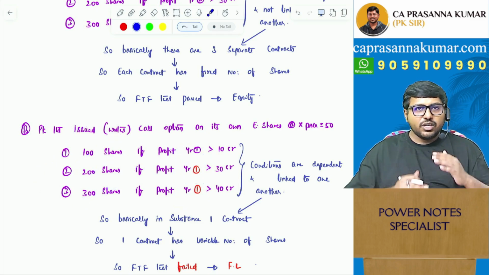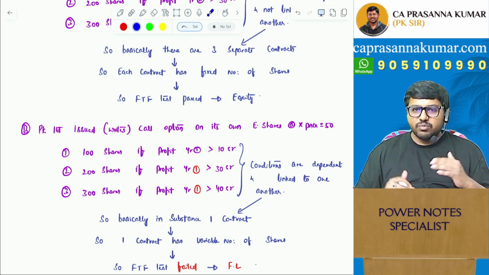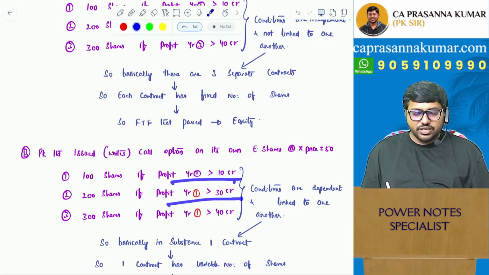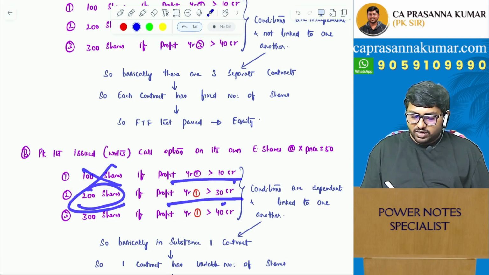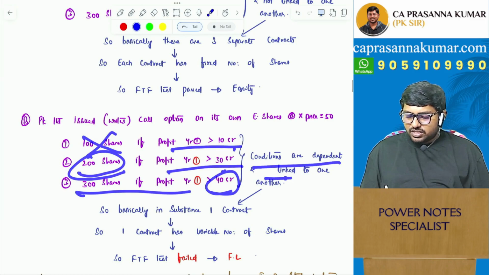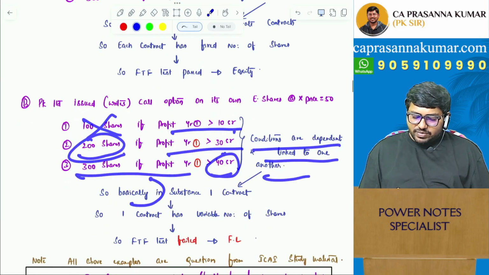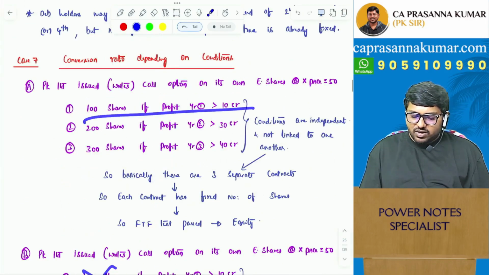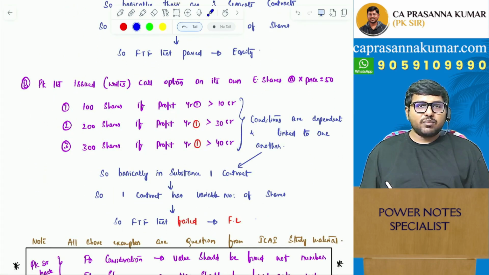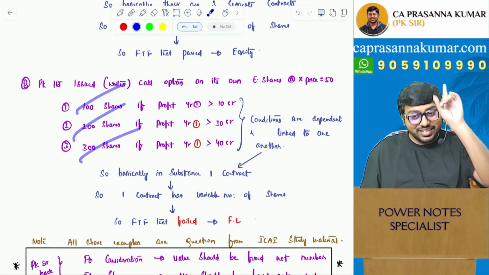At least now are you able to get the difference? Moreover, here the conditions are dependent on each other. Because once you have crossed 10 crore, it doesn't mean that you won't cross 30 crore. If you also cross 30 crore, then there is no question of 100, it will become 200. Also, you can cross 40 crore, then it will become 300. So conditions are dependent and linked to one another. So basically, it is one contract only. We can't call it 3 contracts. It is one contract in year 1 itself. Therefore, you have a variable number of shares scenario. It can be 100, 200 or 300 in year 1 itself.